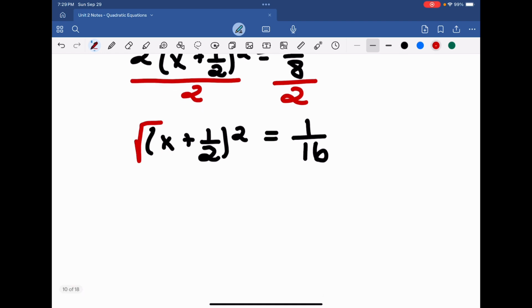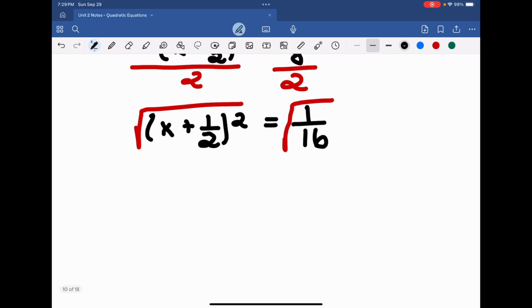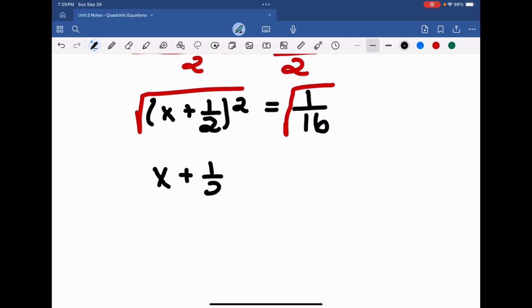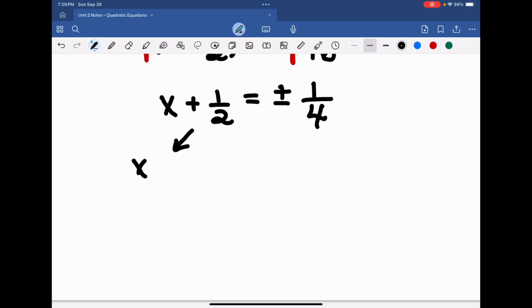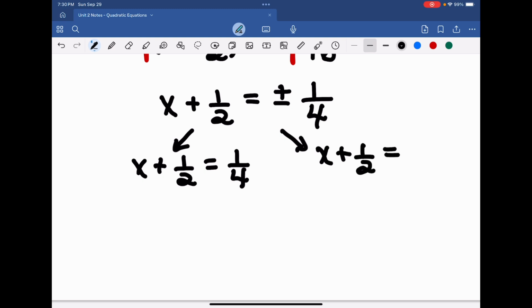Now from here, what we're going to do is take the square root of both sides. I take the square root of the left, square root of the right. This leaves me with x plus 1/2 is equal to, the square root of 1 is 1, the square root of 16 is 4. Therefore, this is my opposite side, but I'm missing something. Before I place that in there, make sure I put a positive and a negative, or a plus minus 1/4, because if I take the square root, I must have the positive and the negative case. Now what we're going to do is separate these into their own sections here. So this is going to be x plus 1/2 is equal to the positive 1/4, and then on the other one, x plus 1/2 is equal to negative 1 over 4.